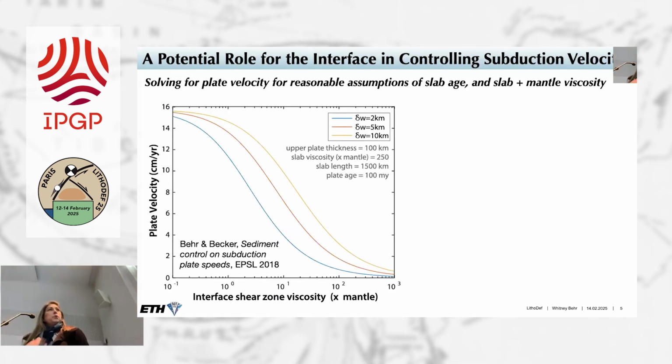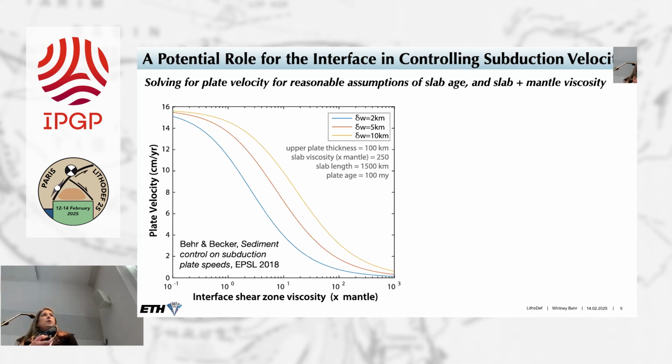And so Torsten and Behr and I looked at this relationship in a paper in 2018, in particular trying to isolate the effect of the interface itself and put all the rest of the parameters aside to see how important the interface component might be. So we took some pretty reasonable assumptions for upper plate thickness, thinking of a continental upper plate, slab viscosity, slab length, and plate age. These curves represent different thicknesses of the interface shear zone. You can see plate velocity on this axis, and interface shear zone viscosity normalized to the mantle viscosity here. And what this showed is a really simple calculation.